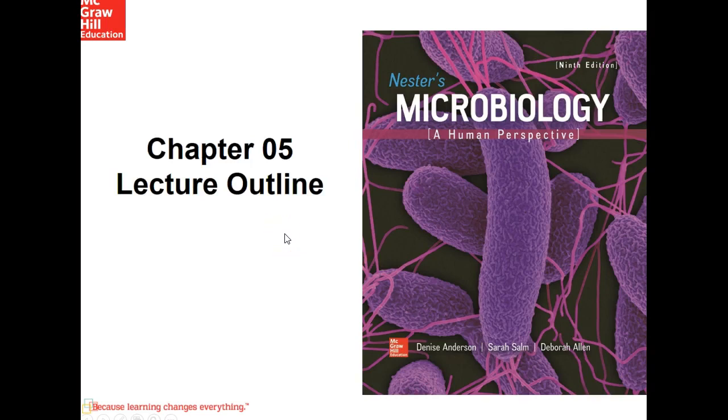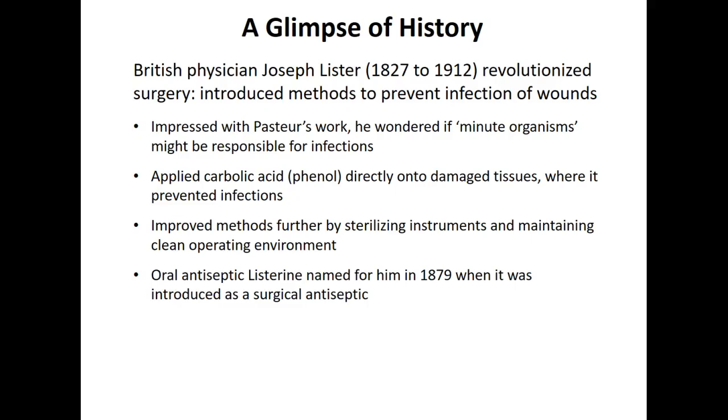Hi, and in this lecture we'll begin the first of the lectures, at least, that are related to the topics coming from Chapter 5. Chapter 5 addresses the control of microbial growth. Just a quick glimpse of history here to emphasize an important individual in the development of procedures to control microbial growth, Joseph Lister. Lister was a British physician whose work led to significant reductions in post-operative infection rates.